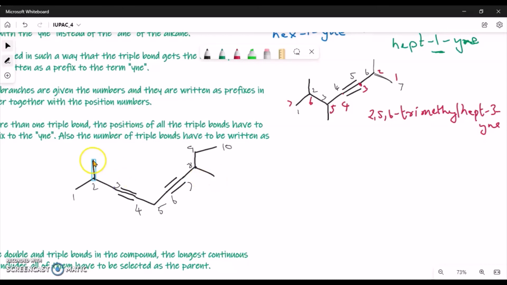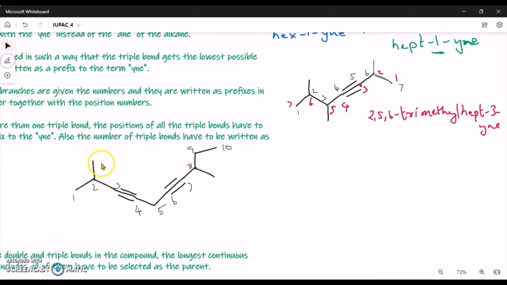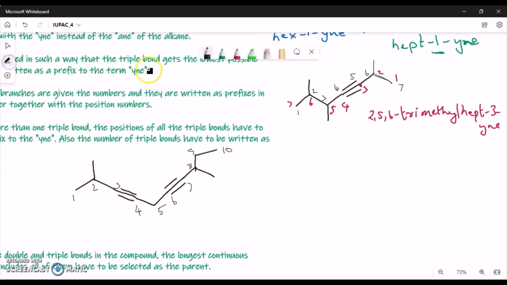We can start from here and go 1, 2, 3, 4, 5, 6, 7, 8, 9, not good. But if we go 8, 9, 10, it's the same as the black numbering. So we could either choose this numbering 1, 2, 3, 4, 5, 6, 7, 8, 9, 10, or starting from here. It doesn't matter. Okay, both are same. I can start from here or from here. It's the same. But we have to go to here, 10.